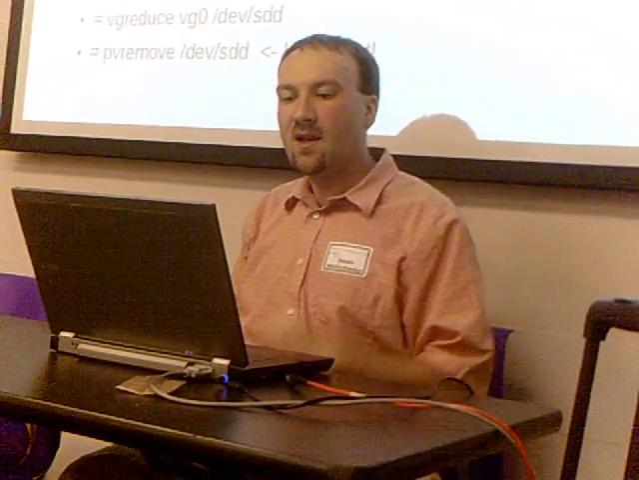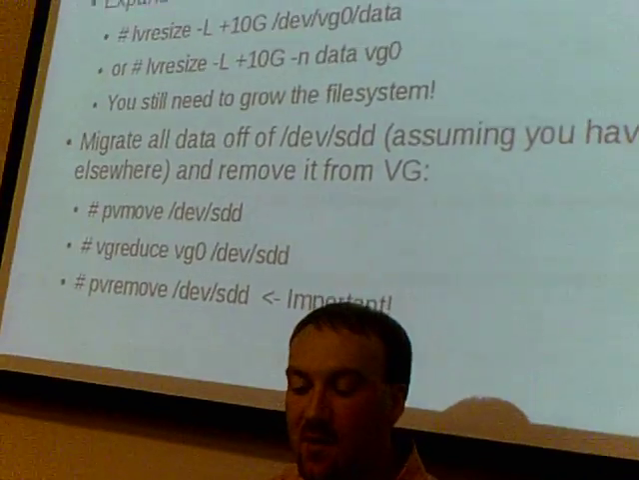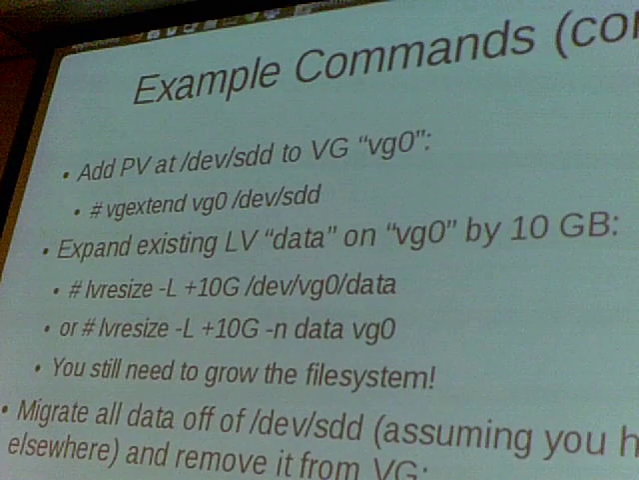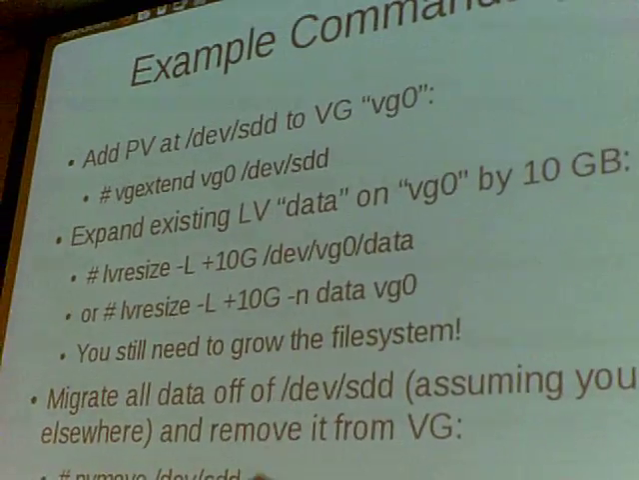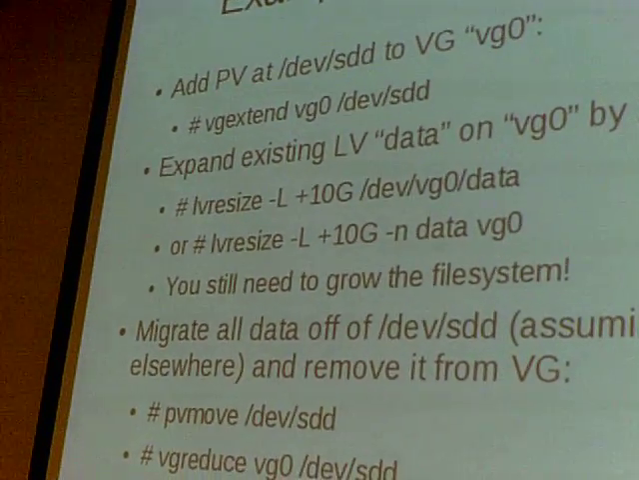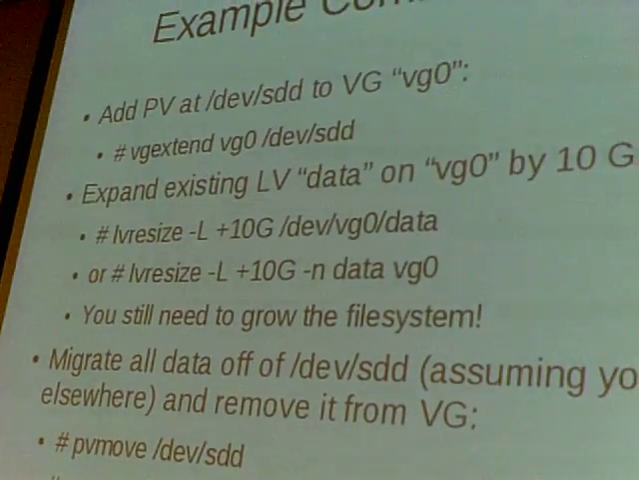So more example commands. So now you've got this vg0 and you want to add the third PV to it because you created it sometime after the first two or you forgot about it. vgextend vg0 /dev/sdd. That just updates the metadata to say now you have this new sdd.